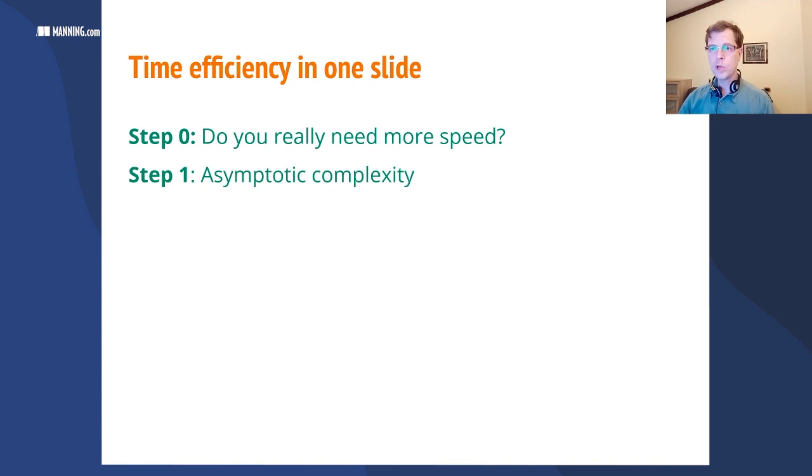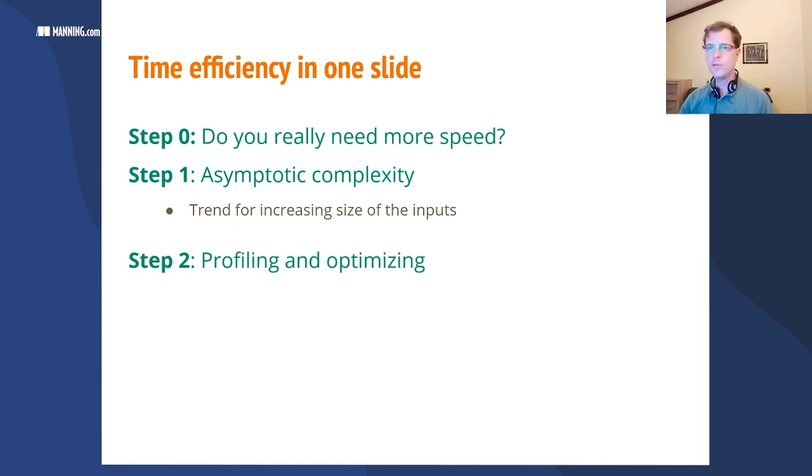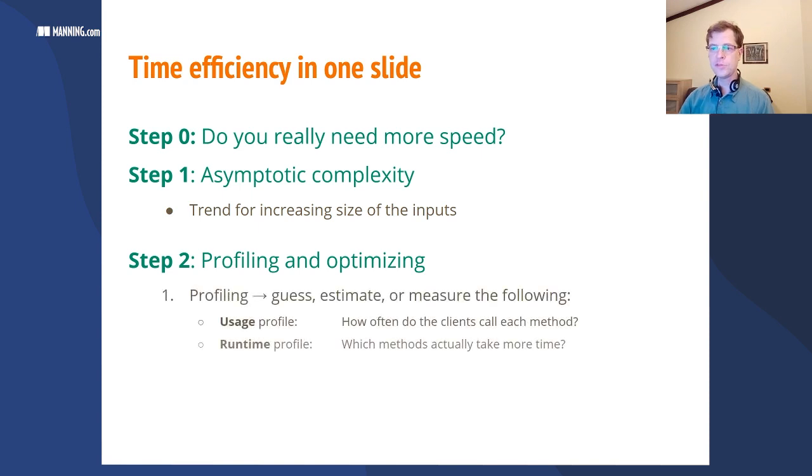Then you probably should check the asymptotic complexity of your implementation. I hope you've heard of this. It's a fancy mathematical way of talking about and measuring the trend for increasing size of the inputs. So if you manage to improve the theoretical asymptotic complexity of the algorithm you're using, it's very likely that you'll get a practical improvement as well. After you have achieved a good or, hopefully, optimal asymptotic complexity, you may switch to step 2, which consists of profiling and optimizing.